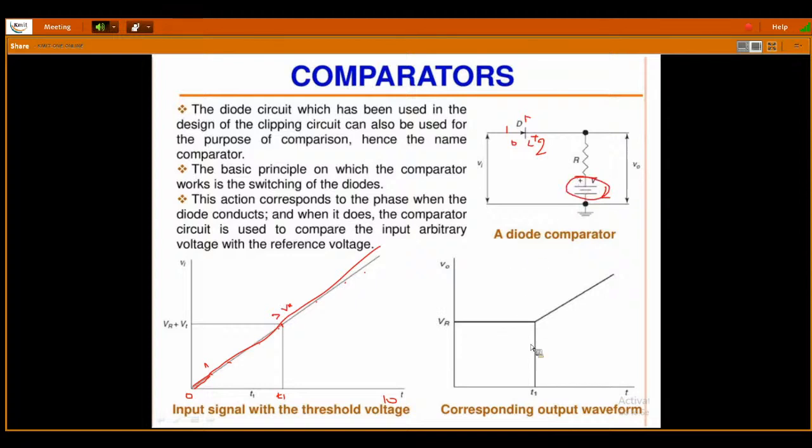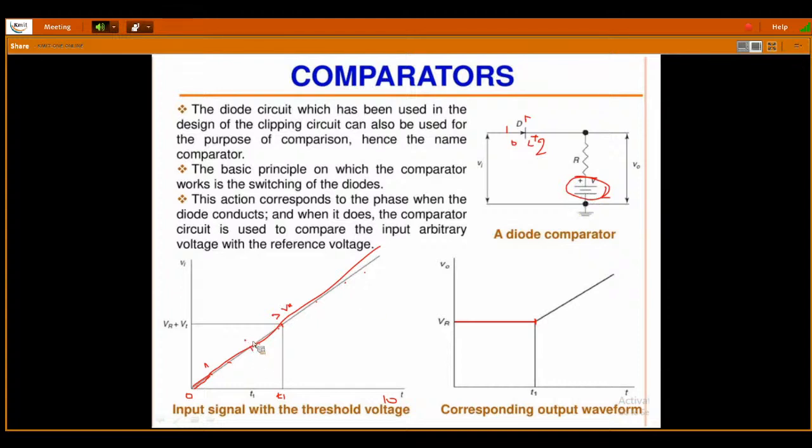Up to this point, what is this point? It is greater than the reference voltage. Input is greater than the reference voltage, and the output is nothing but your reference voltage only. Why is it the reference voltage? Because the diode is in reverse bias. The diode is not conducting, which means the available output voltage is nothing but the DC source voltage.